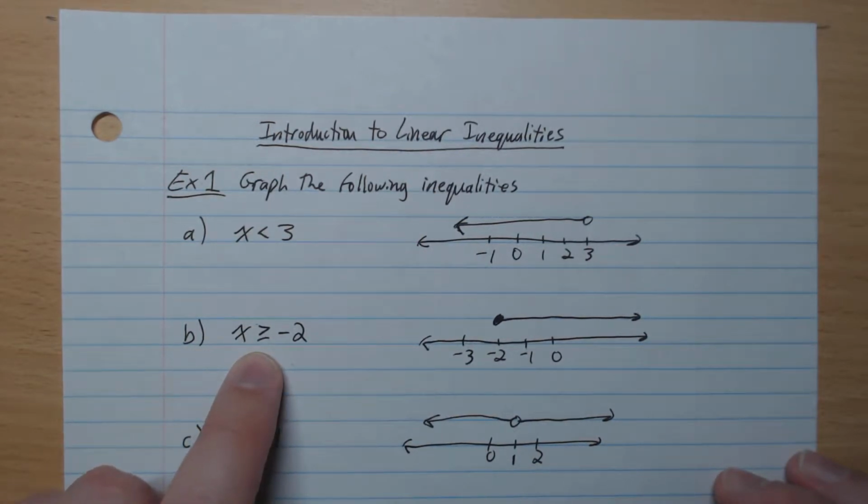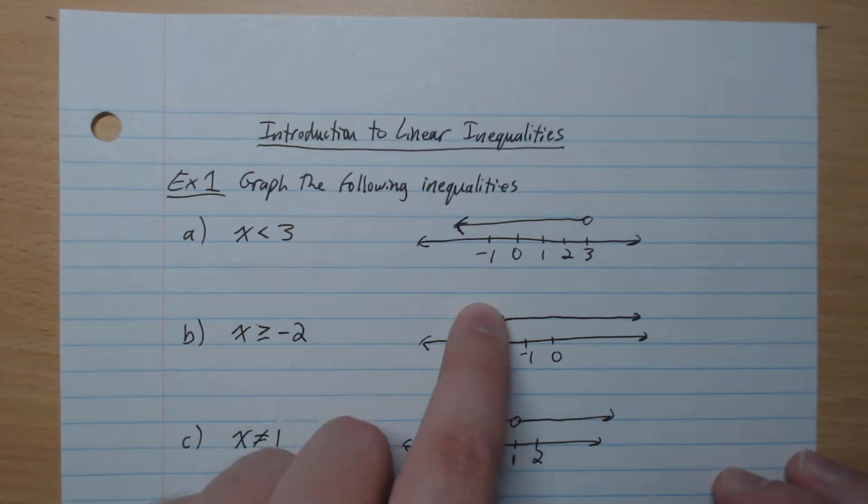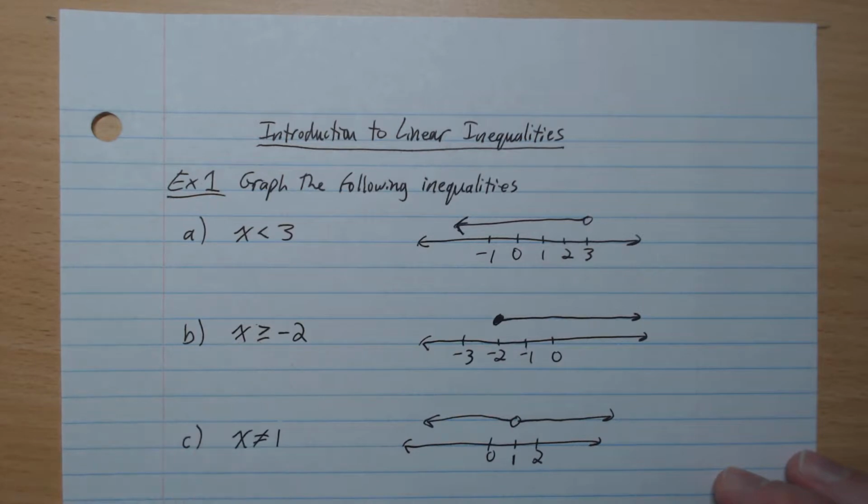B, x greater or equal to negative 2. So we go to negative 2, we fill in the hole because we're allowed to be negative 2 like that, and it's greater than negative 2, so that's to the right like that.